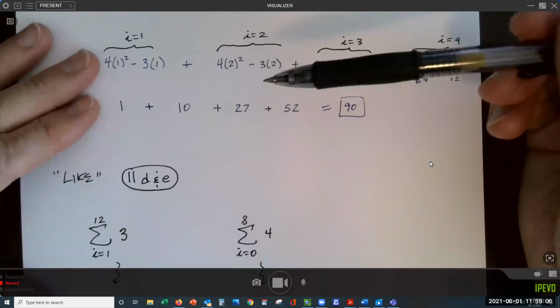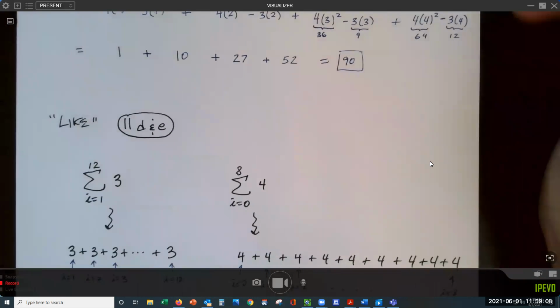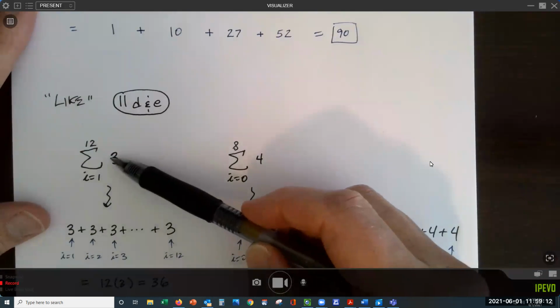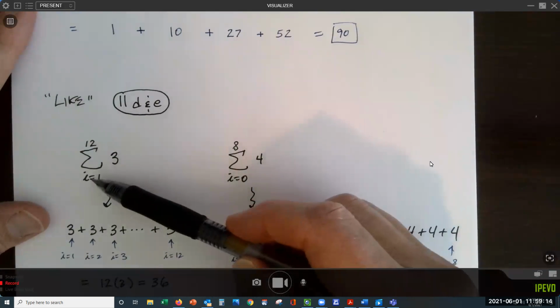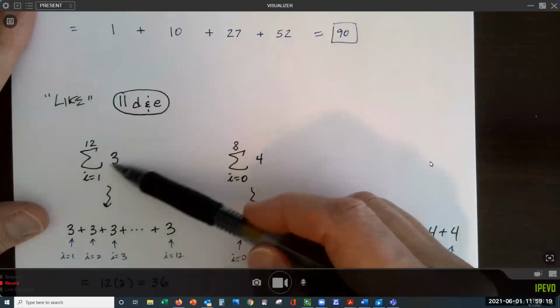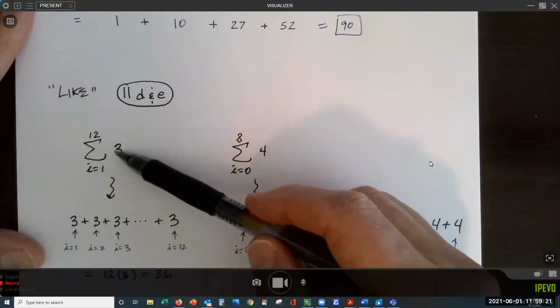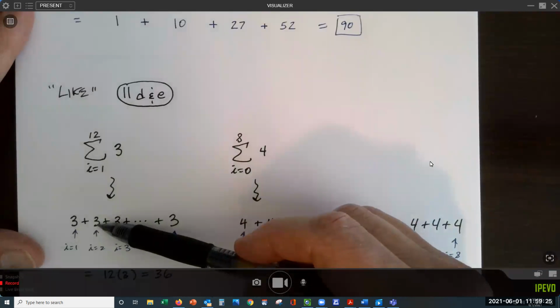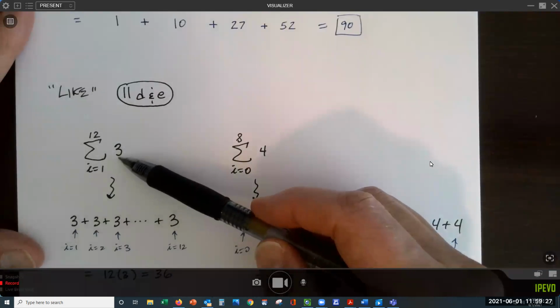In D and E, I'm going to look at ones very similar to that. In part D, basically you're summing what looks like just a constant, from i equal 1 to 12. And there's no i in this expression. So what's that mean? Well, when i is 1, you get 3. When i is 2, you get 3. There's no i with this, so it's just going to be 3 every time.